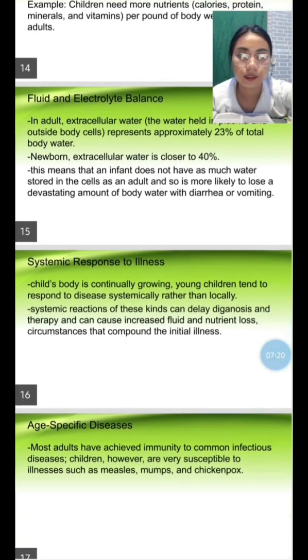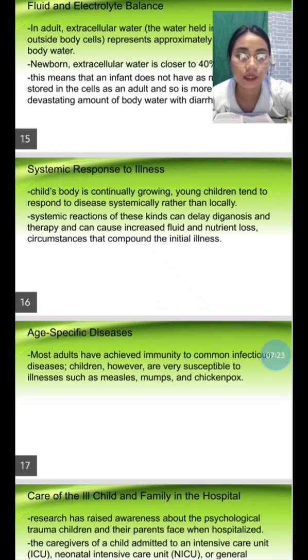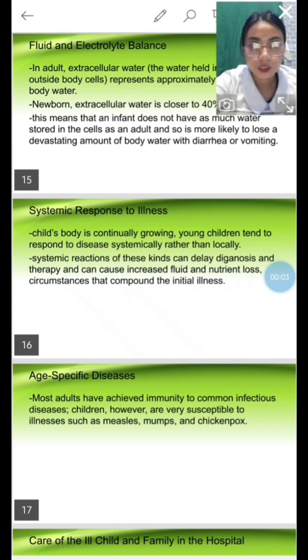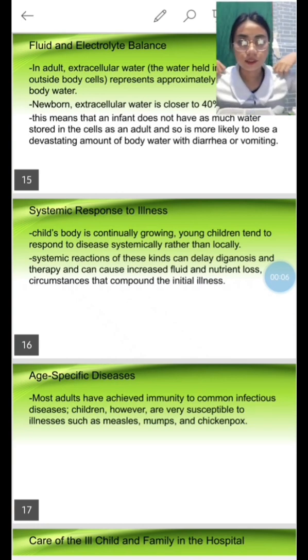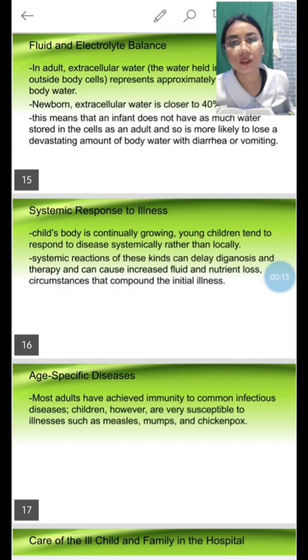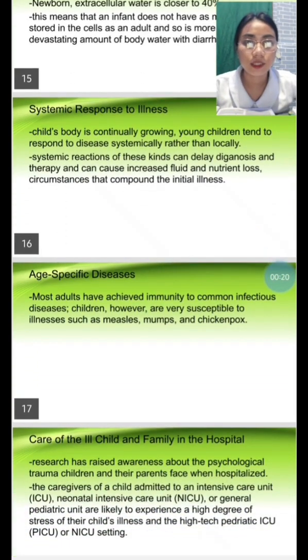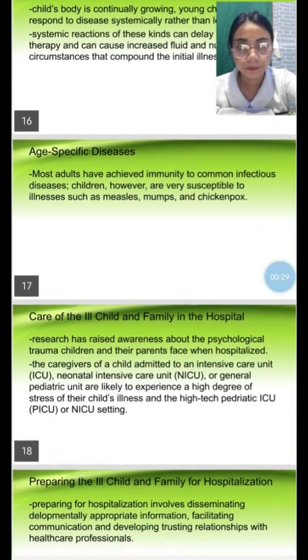So next is the systemic response to illness. A child's body is continually growing, and young children tend to respond to disease systemically rather than locally. Systemic reactions of these kinds can delay diagnosis and therapy and can cause increased fluid and nutrient loss, circumstances that compound the initial illness.